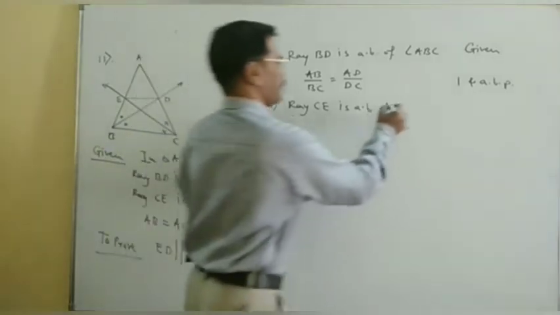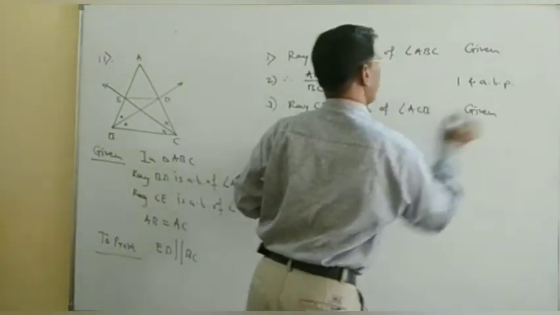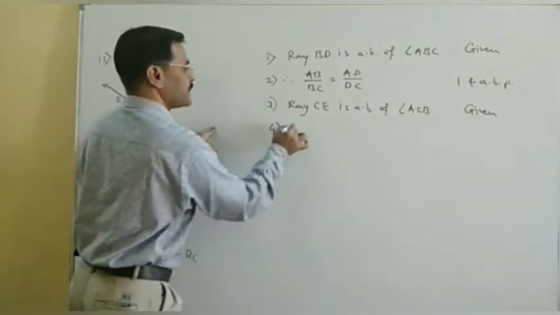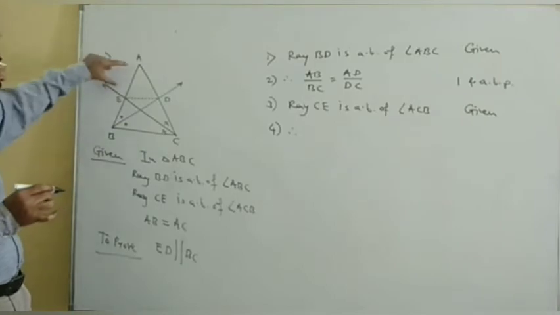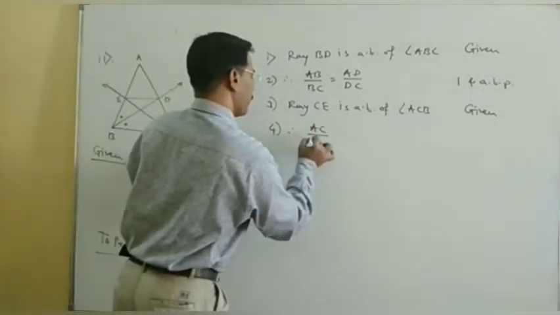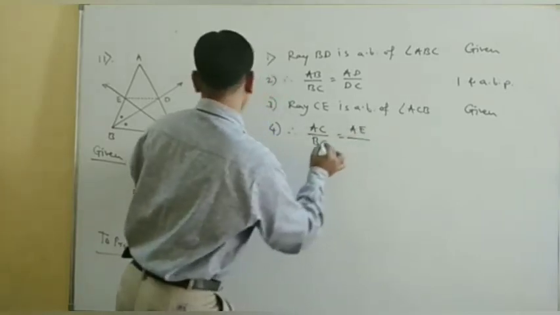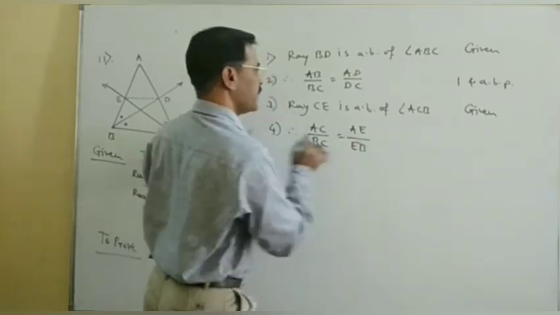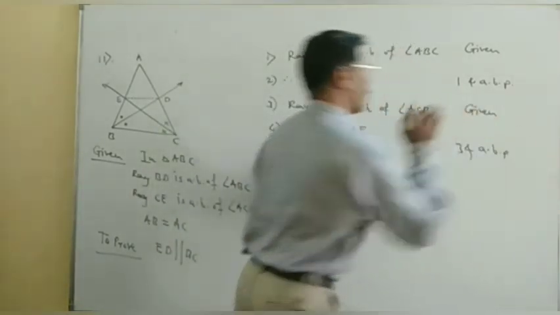See here, ACB, which is given. Now here also apply the same property. Yes, tell me what? AC upon BC is equal to AE upon EB. Okay? AC upon BC is equal to AE upon EB. This is from 3 and angle bisector property.